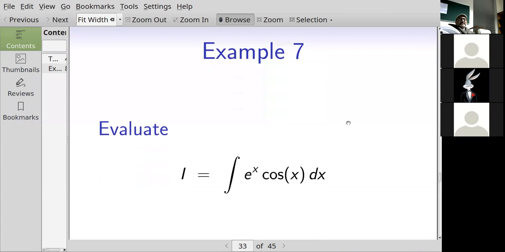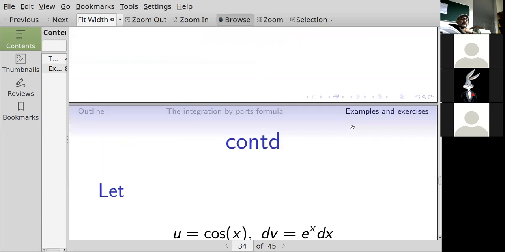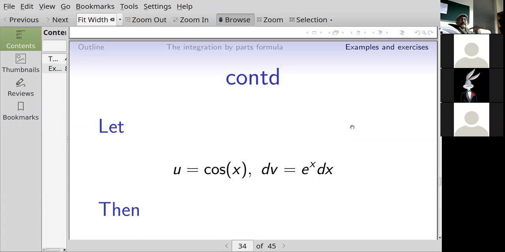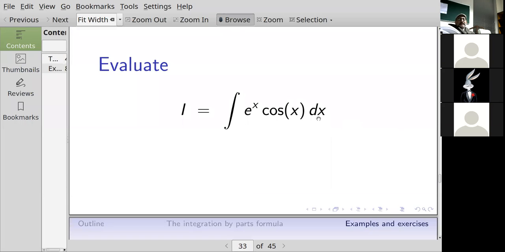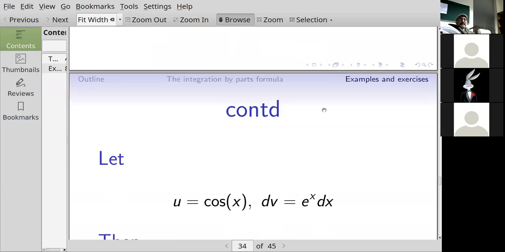Okay, this one's a little bit different. Let's say you have an exponential times a cosine, or an exponential times a sine. Then what should you do? Okay, so in this case, I is the integral of e to the x cos of x dx. I'm going to let u equal cos of x. So then what's left over is dv, and what's left over is e to the x dx. So dv is equal to e to the x dx. Now, if u is equal to cos of x, then what's du?